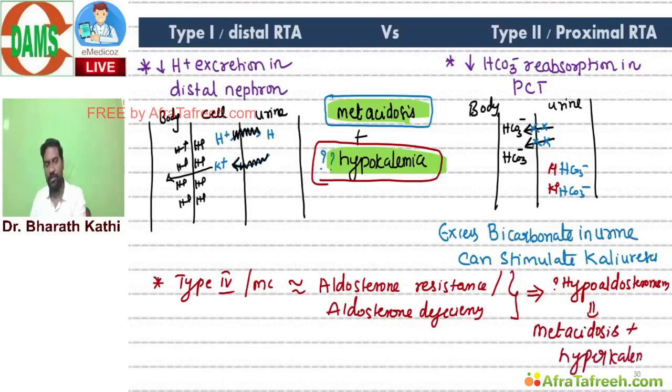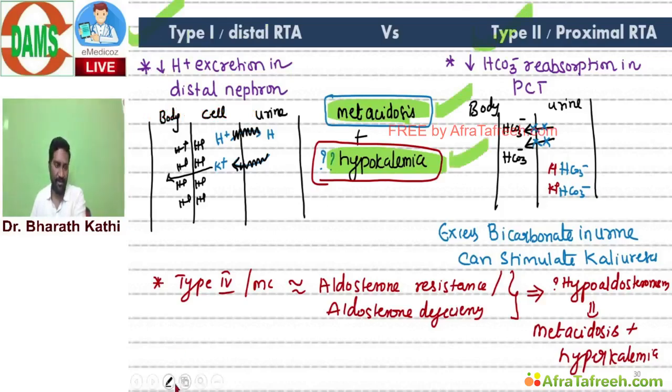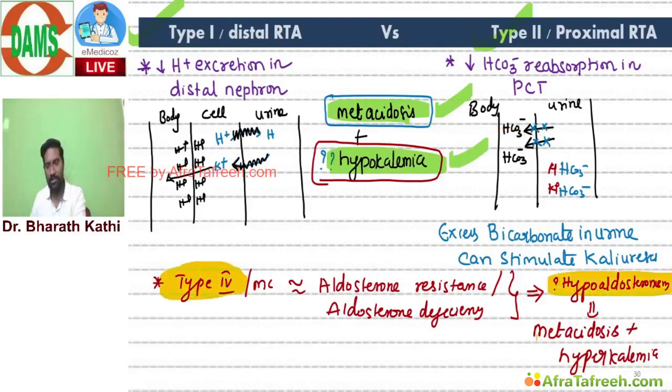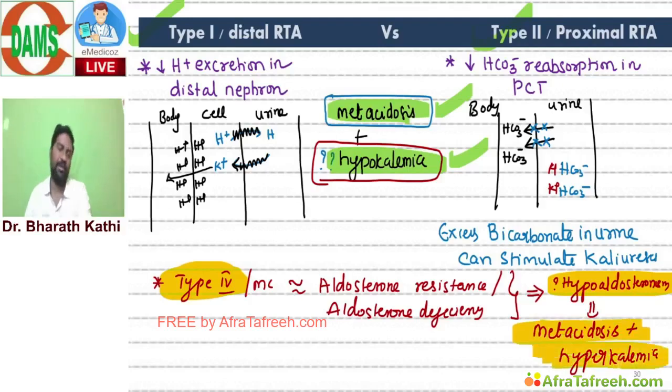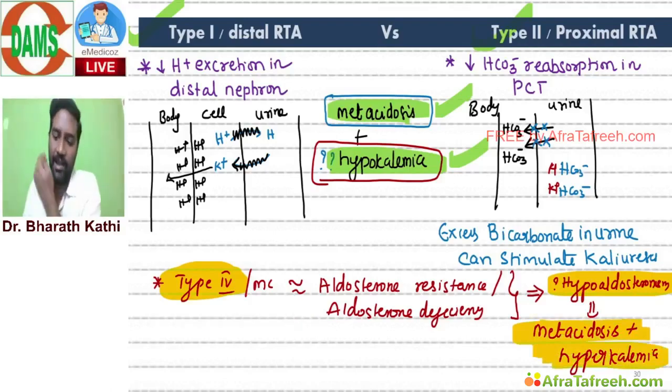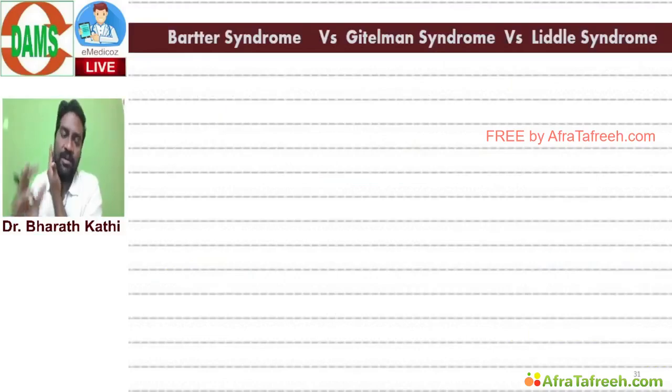So the point to be noted here: type 1 or distal RTA and type 2 will both result in metabolic acidosis, hypokalemia. Whereas type 4, which is the most common type, is similar to a hypoaldosteronism-like condition. It will result in metabolic acidosis and hyperkalemia.